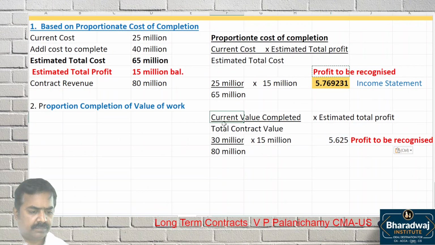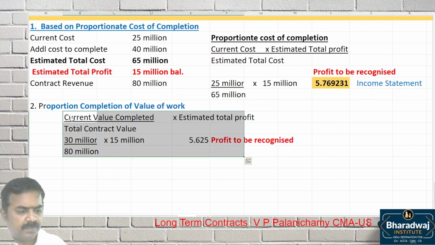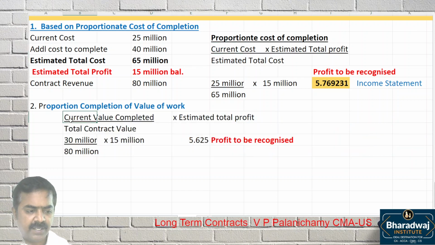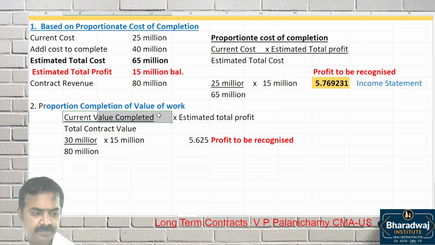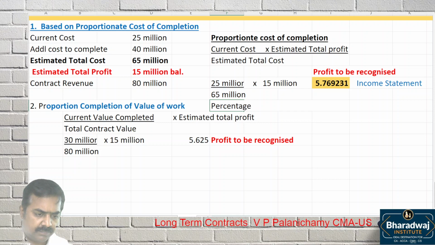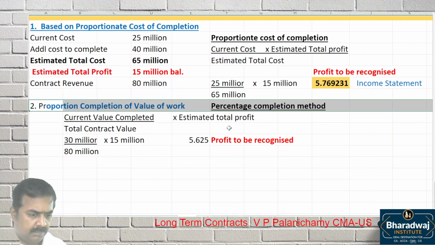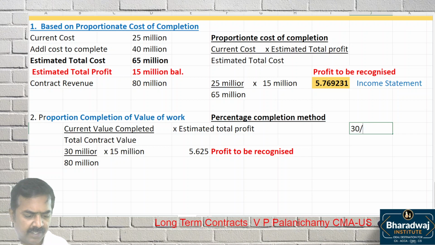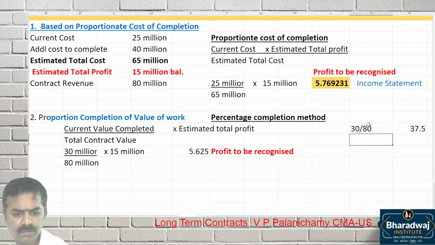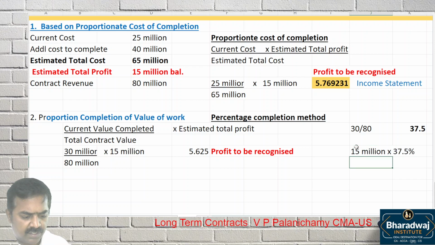Take up this. The first method was based on cost. Second method is based on the value of the work completed or value of the contract completed. This is also known as percentage completion method. It is like 30 million out of 80 million will give us the percentage. 37.5% of work is over. So we take 15 million into 37.5%. That will give us 5.625.